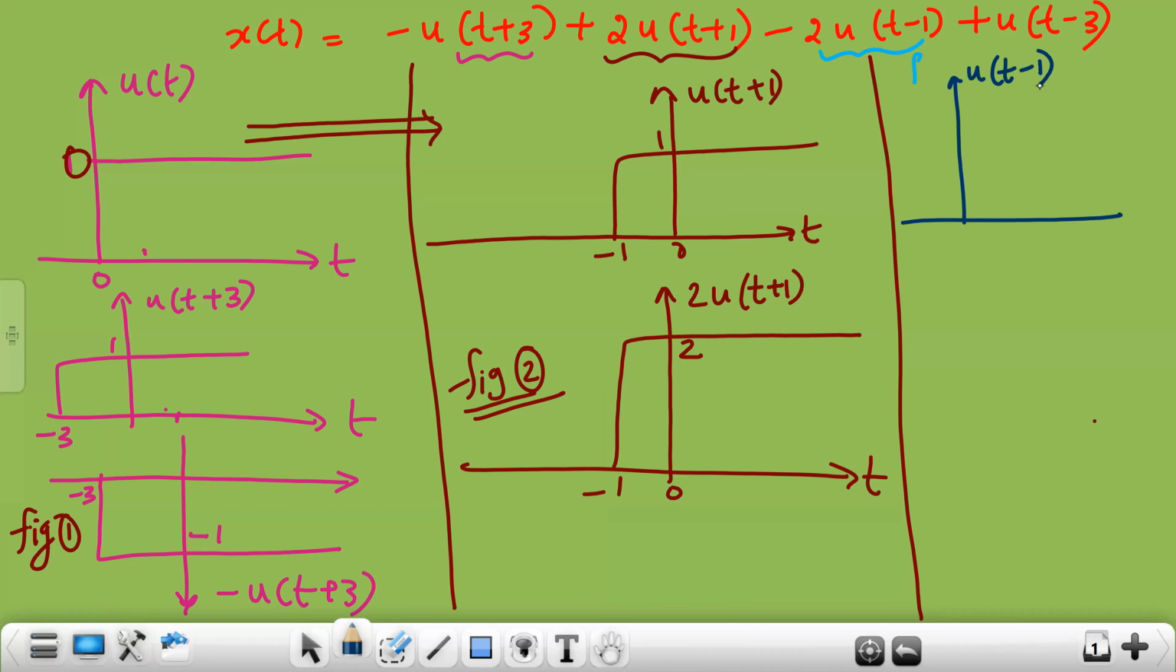So while drawing u of t minus 1, you will be shifting the signal towards right side so that the signal will start from plus 1 towards infinity, and again the amplitude will remain at 1. Now, how you are going to plot the next signal? That is, after drawing u of t minus 1, we need to do minus 2 of u of t minus 1.